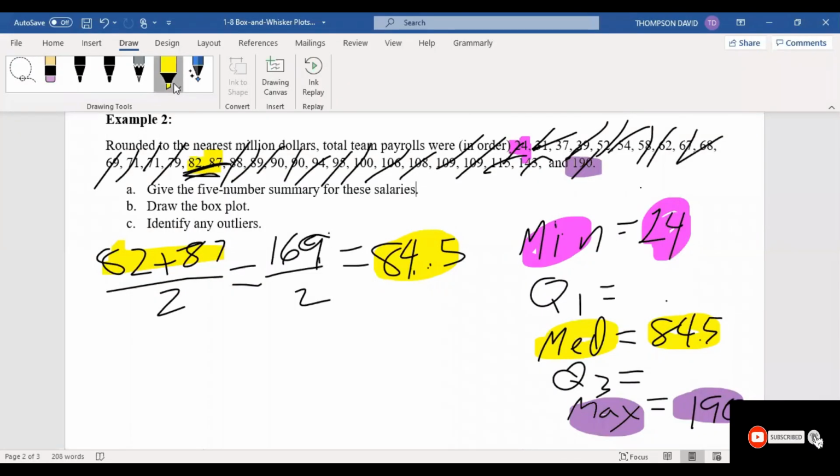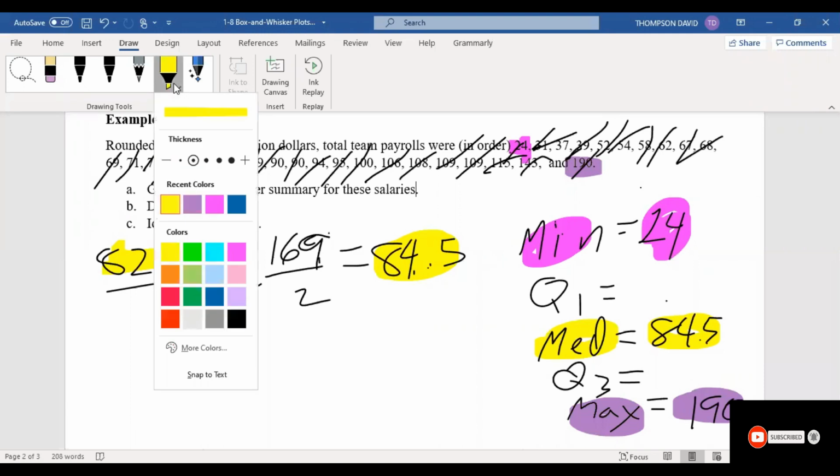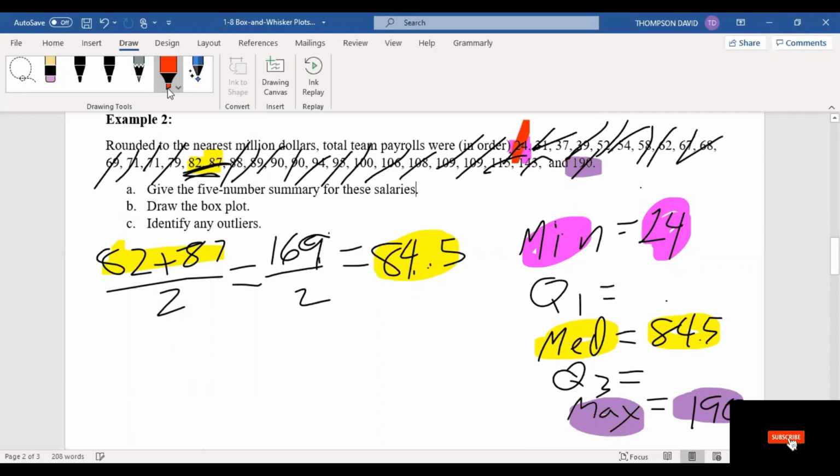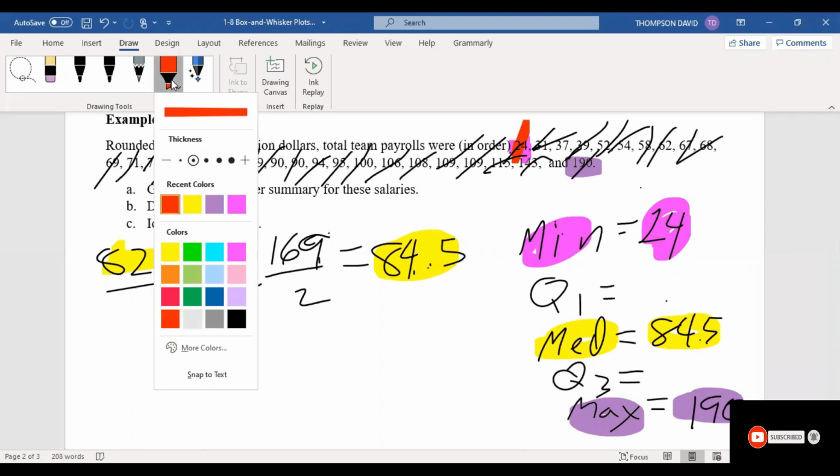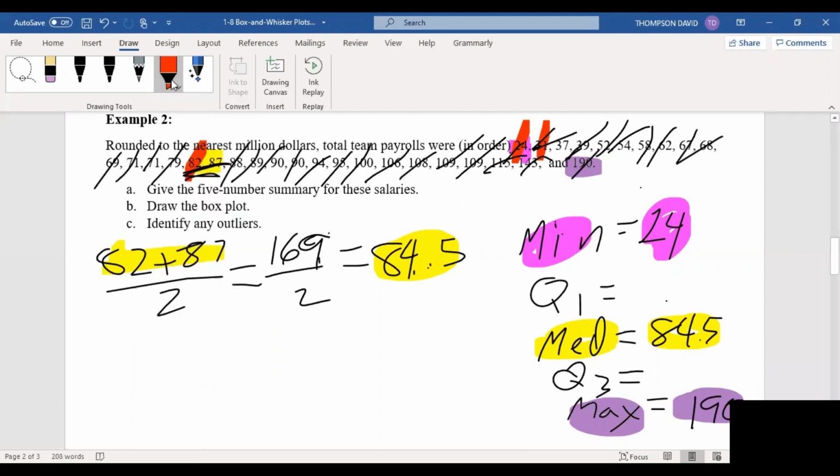Now we'll find our first quartile. We do that in red. So this time we are going to use our middle. Be careful not to lose your rhythm. And our middle number is 62.